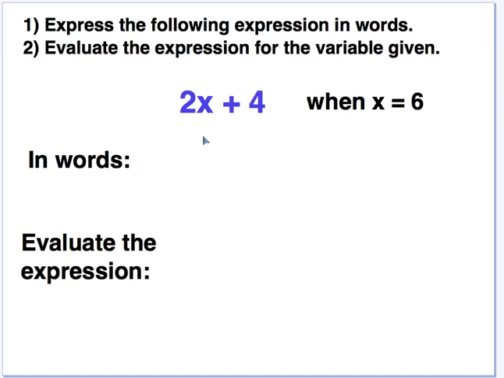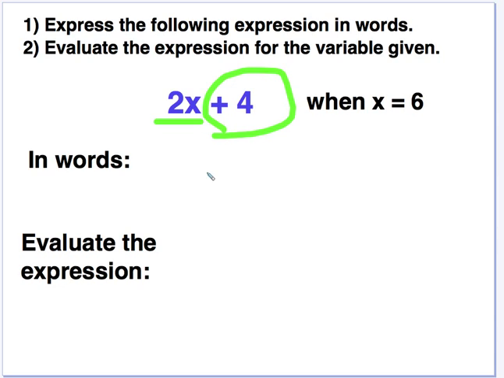Always do it with words first. In this case, it's 4 more than 2 times a number. 4 more than 2 times a number. And now we're going to evaluate the expression when x equals 6. So we write it out. So 2x plus 4 when x equals 6. So we take the x out and we replace it with 6.